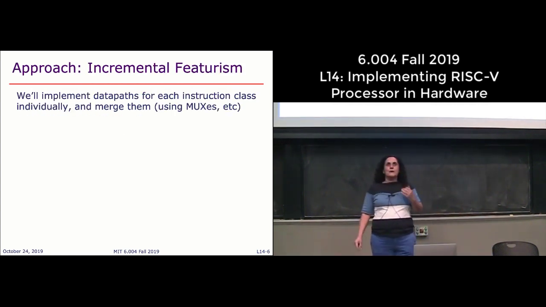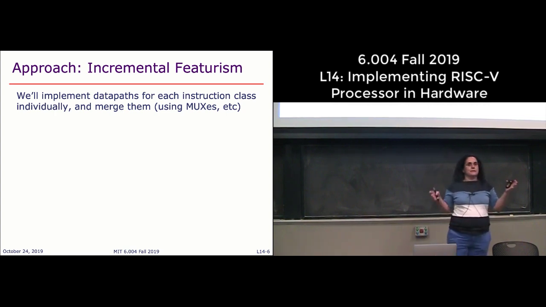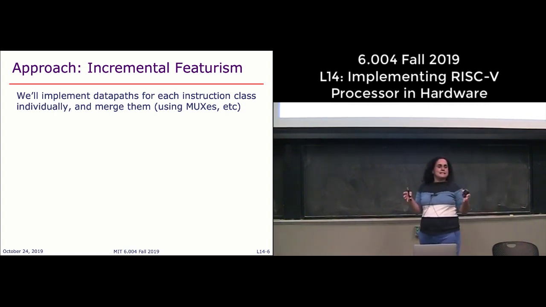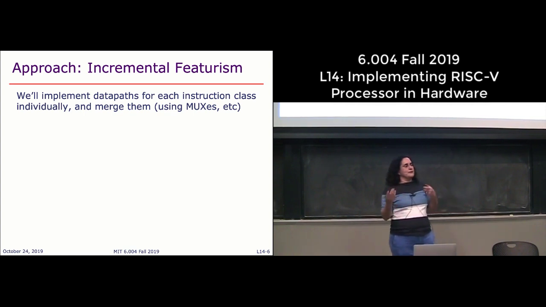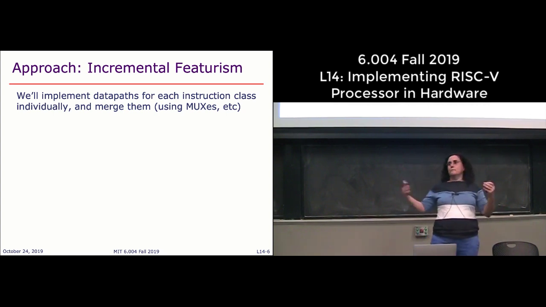All right, so how are we going to go about building this processor? What we're going to do is start with our basic ALU operations and see what the data path needs to look like for those. And then we're going to augment this data path in order to support more and more of the instructions that are part of the RISC-V processor.